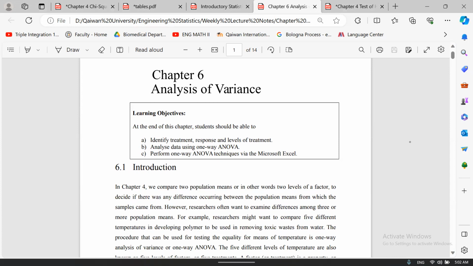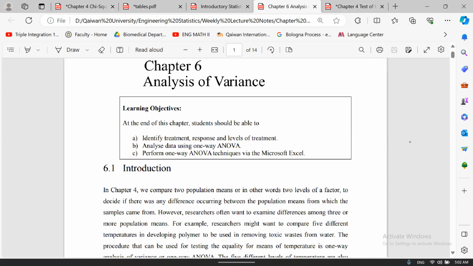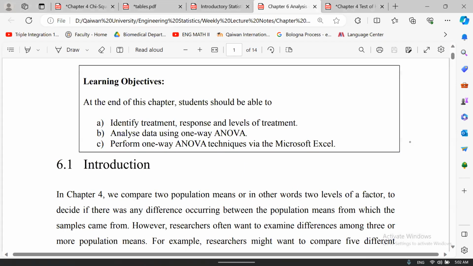We now have a new chapter. It's about analysis of variance. Through this chapter, we talk about one-way ANOVA, solving examples or questions by using one-way ANOVA manually and by using Microsoft Excel. I'll tell you how to use Microsoft Excel in solving this type of questions.